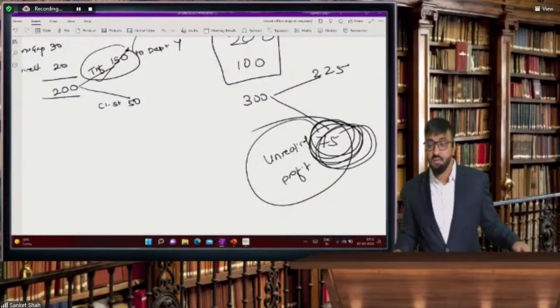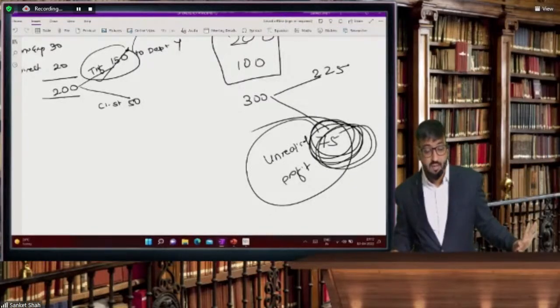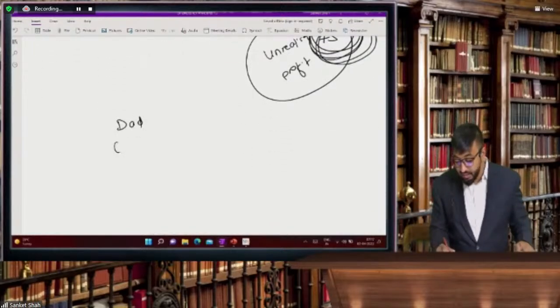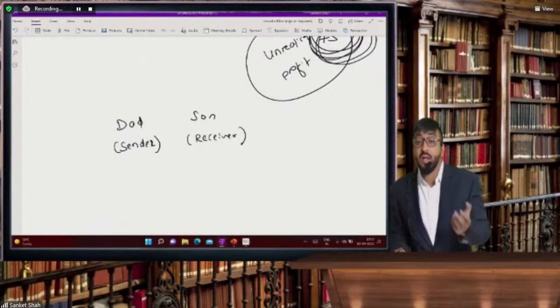Sir, this is the most difficult part of this chapter, and we are going to make it very simple. I will tell you the dad-son concept, which is useful in costing, also in process costing. Today we are going to understand that dad means sender department, and son is the receiver's department. Whose closing stock is going to include unrealized profit?